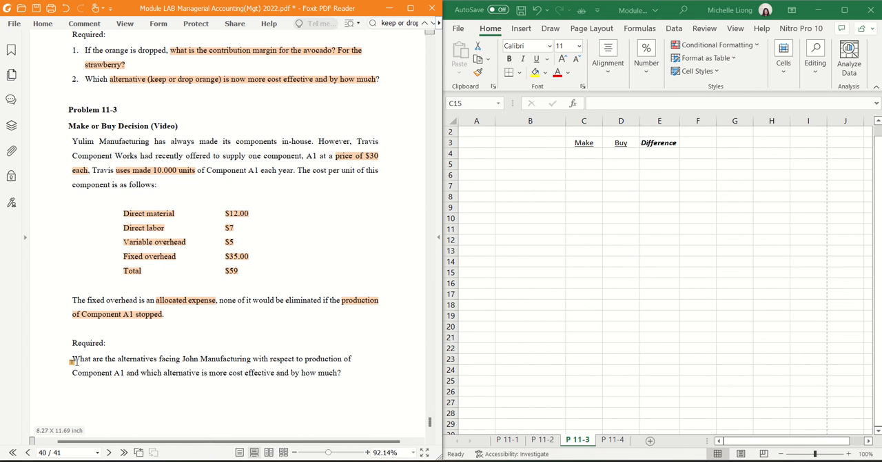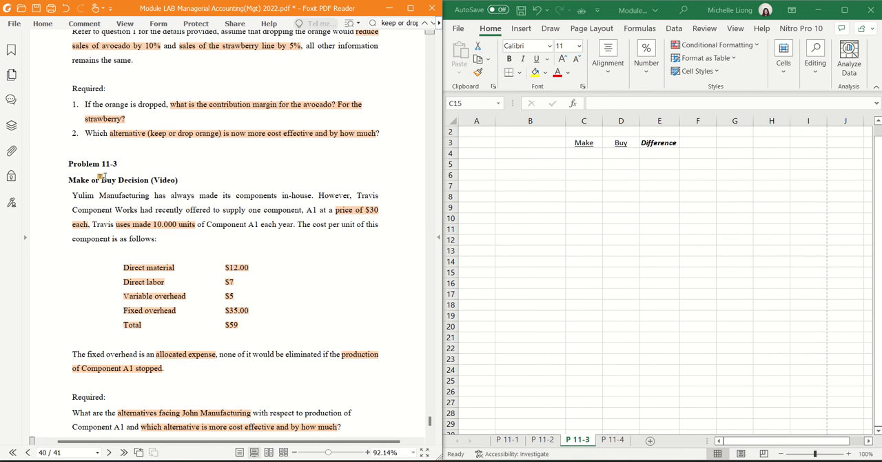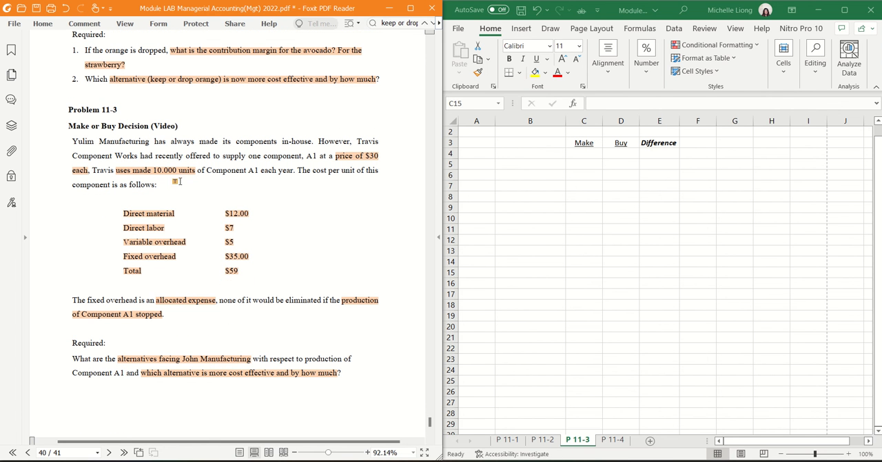So the requirement is, what are the alternatives facing Yulin Manufacturing with respect to production of component A1, and which alternative is more cost effective and by how much? So the alternative they will face is either make or buy. So this is a make or buy decision. Should they make it by themselves, or should they just buy it from Travis Component? So this is what we need to do.